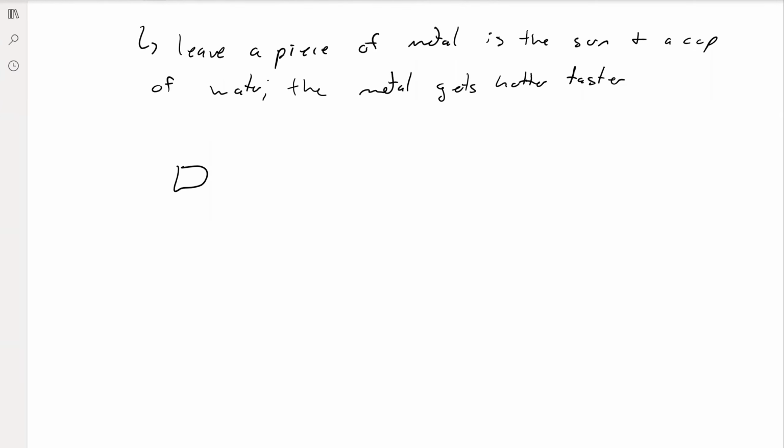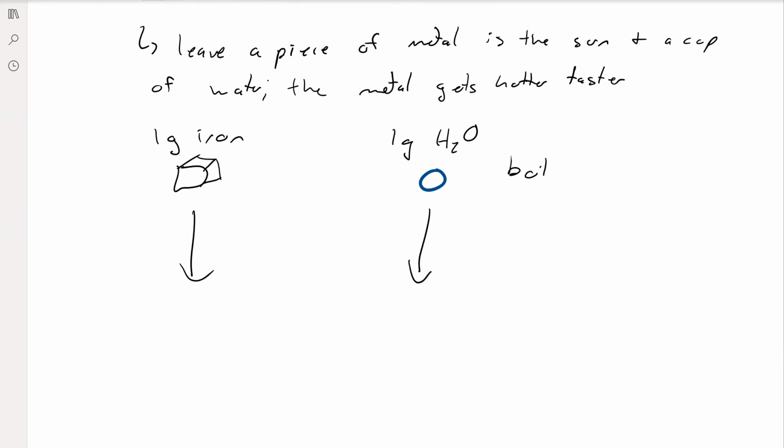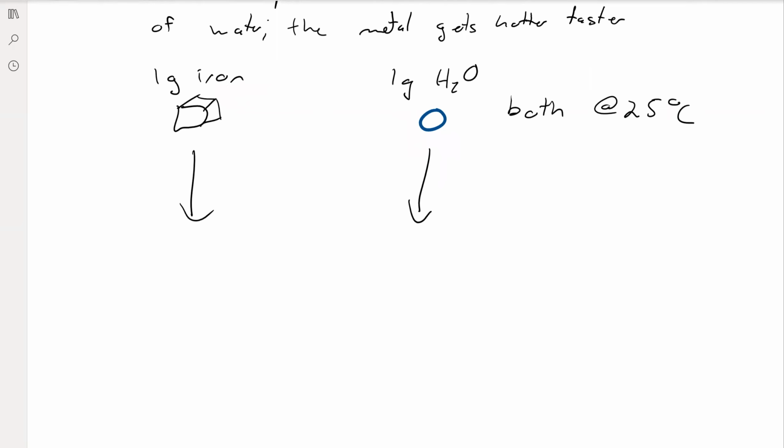So, for example, again, if you had a block of iron, let's just say 1 gram of iron, and then you had 1 gram of water, and they're both at 25 degrees Celsius. And then we're going to add some energy to them. Let's say we add about 8 joules of energy into these systems.